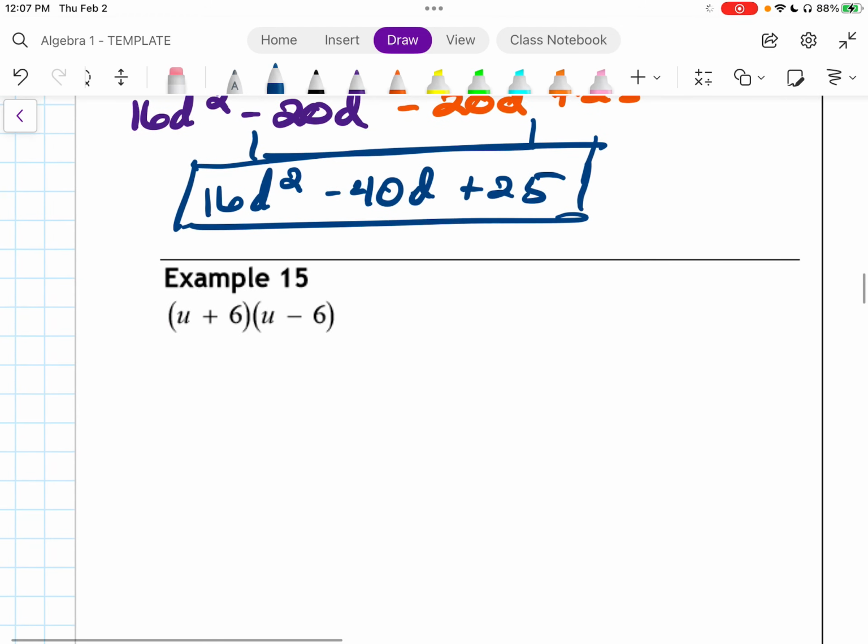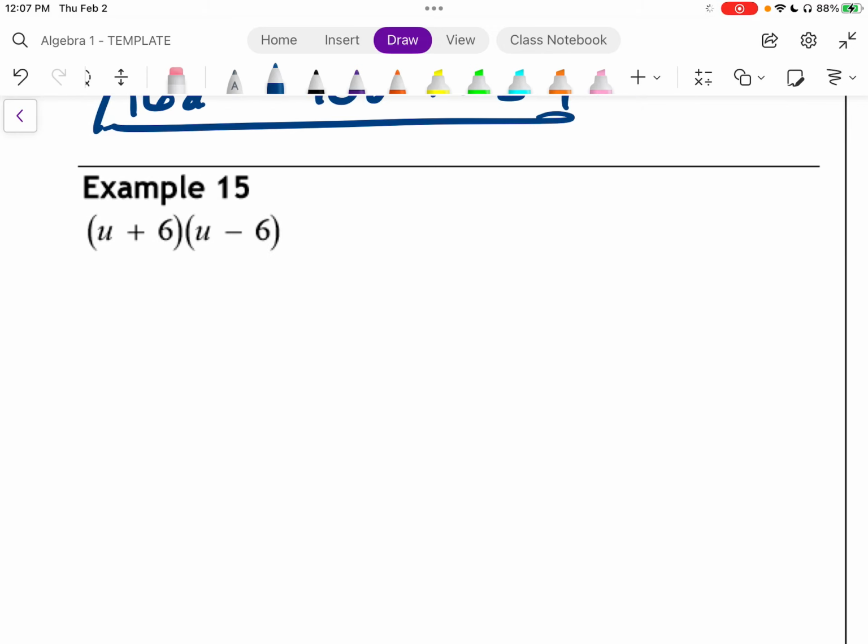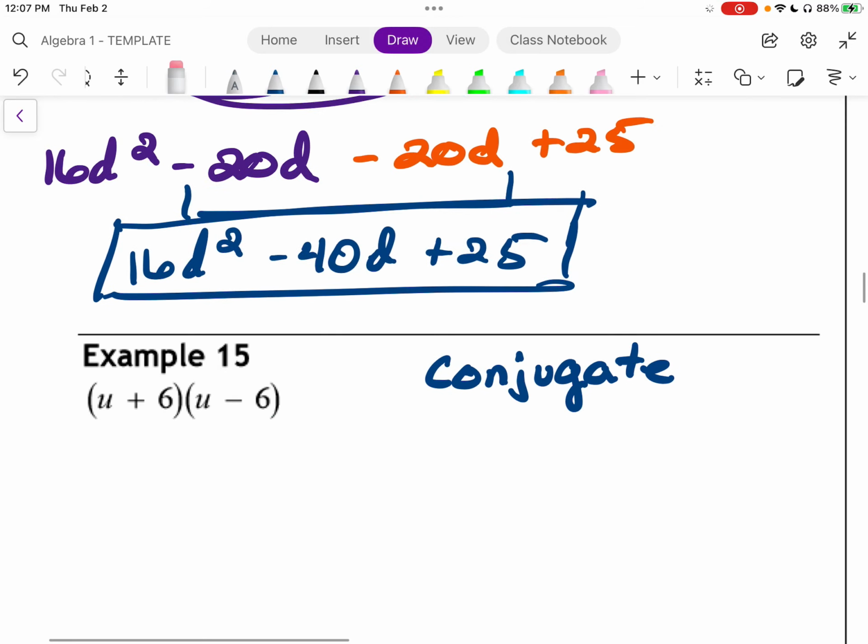All right, example 15. Now, something to notice is that these are conjugates. I think if you want to write that word down, I believe it's spelled c-o-n-j-u-g-a-t-e. I'm hoping that that's the right spelling. Okay, conjugates: same in the front, same in the back. The middle pieces are swapped. The plus and the minus are changed. And something fancy always happens with conjugates.